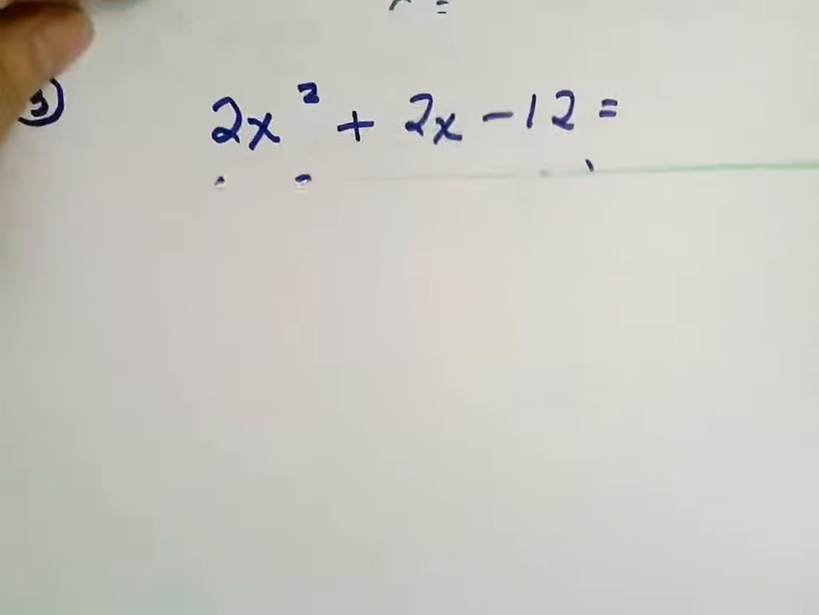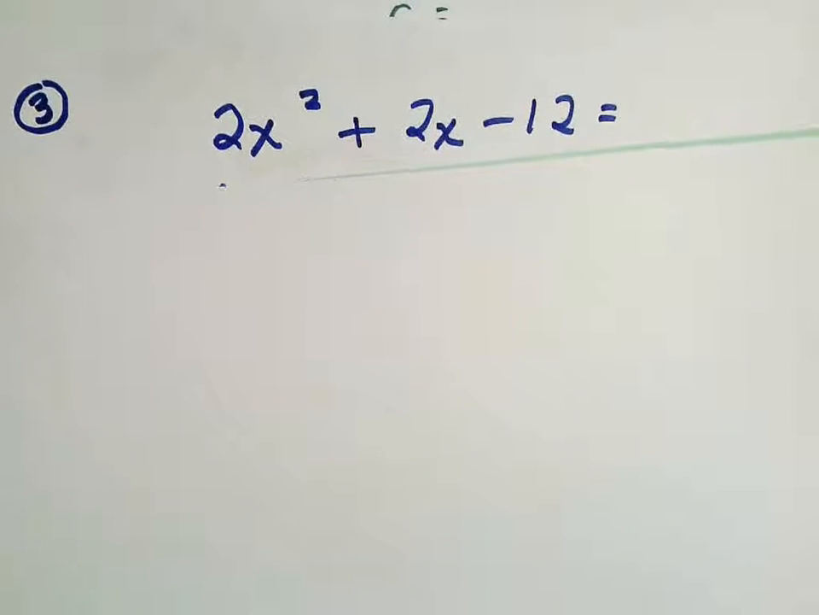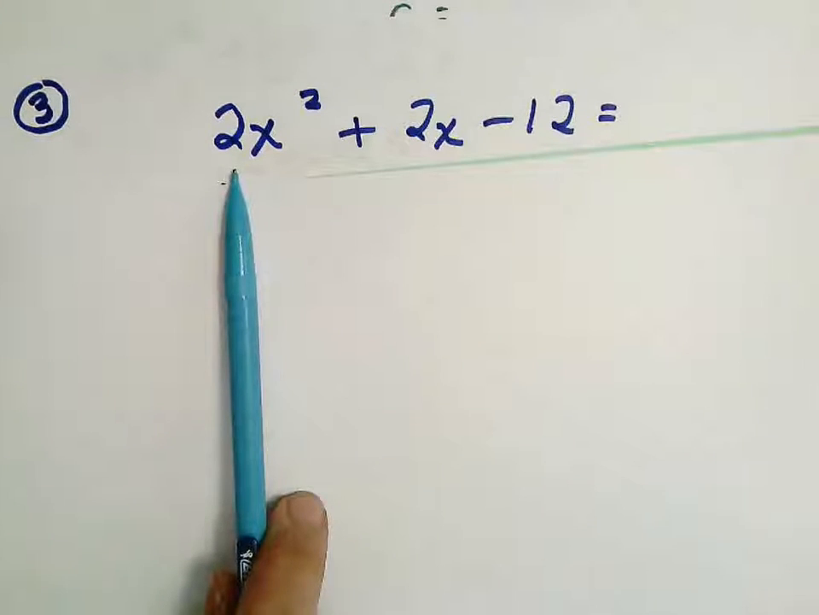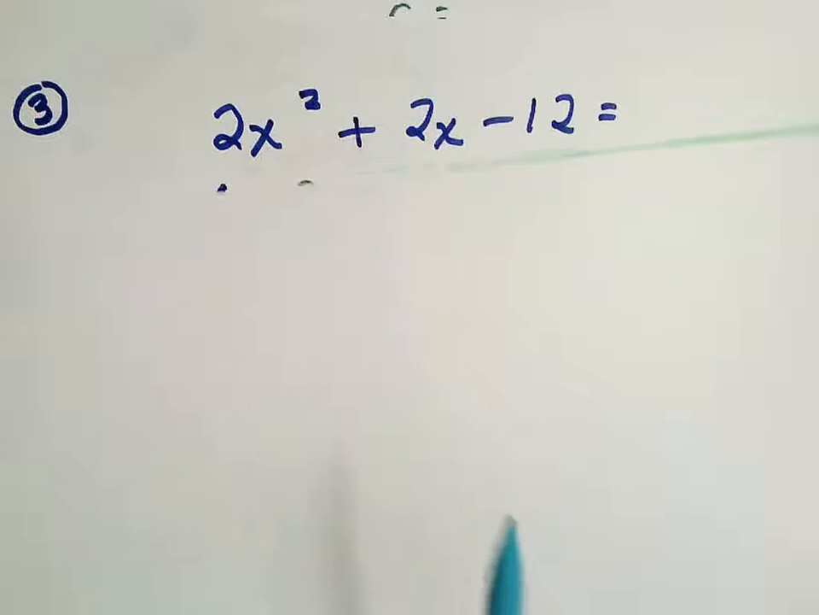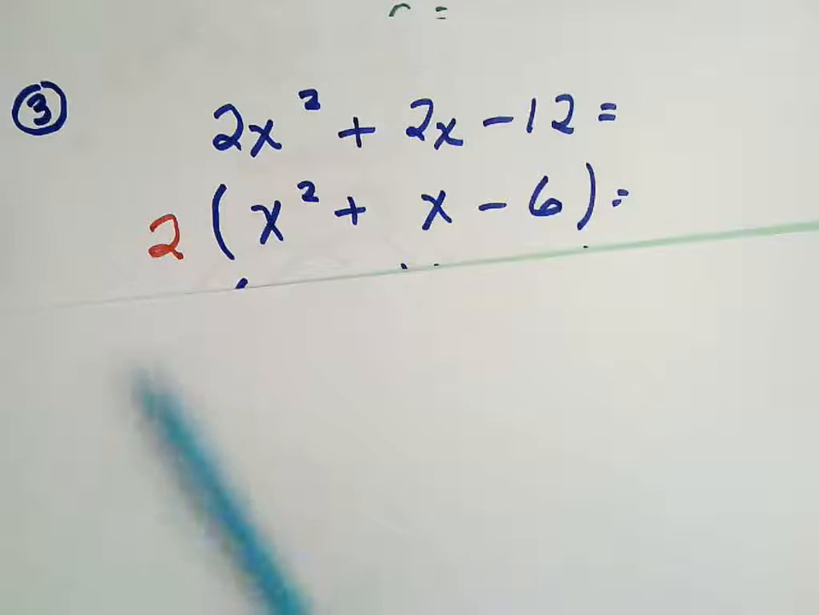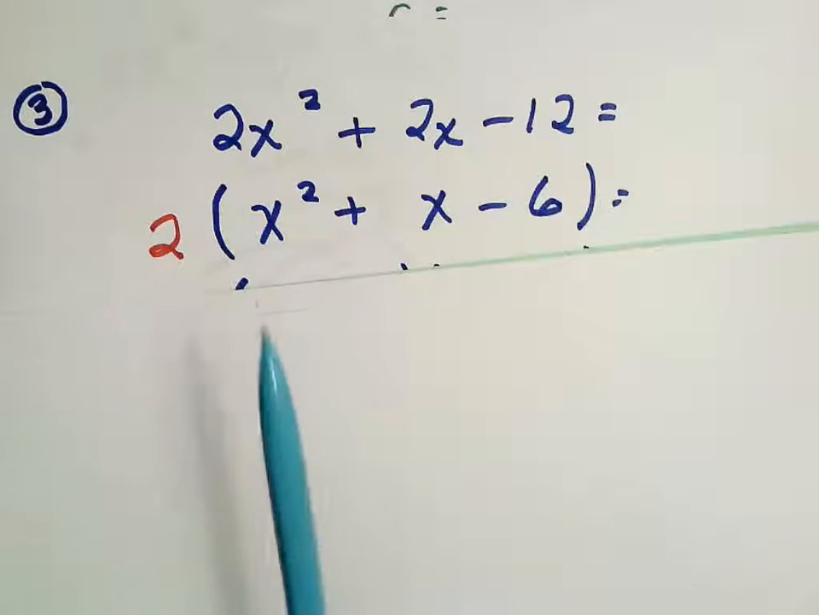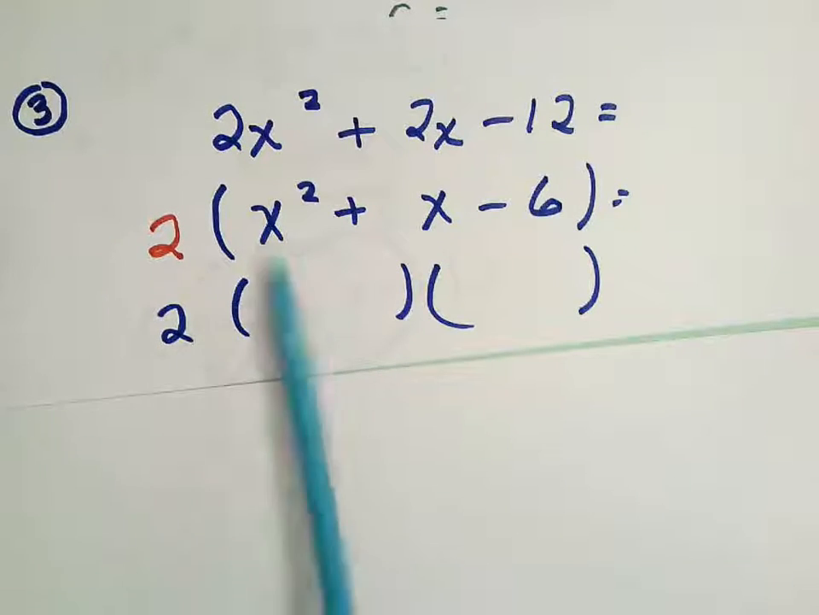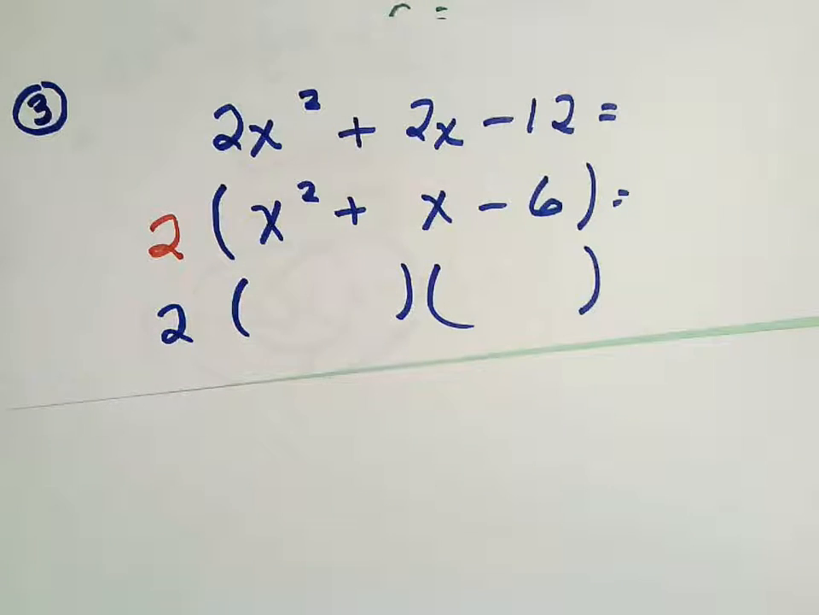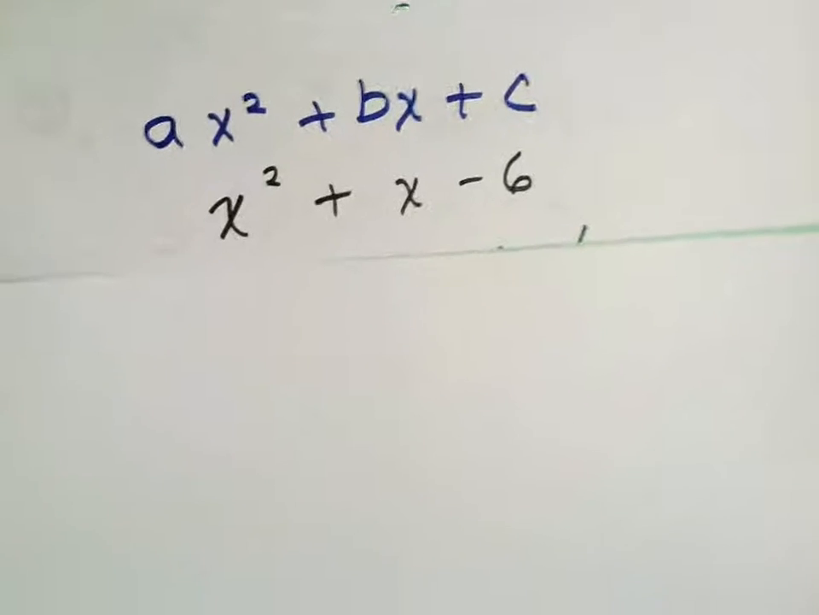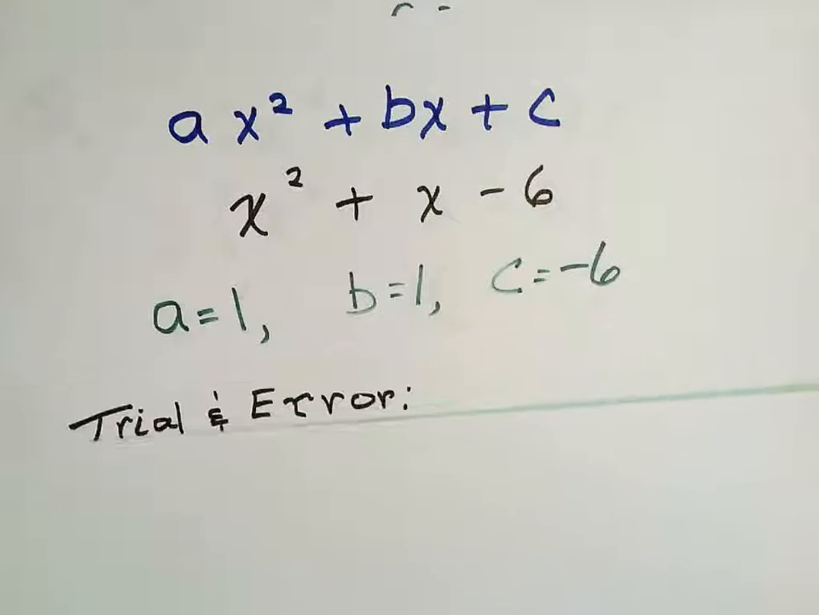Here I start off with 2x squared plus 2x minus 12. Well, this a is not a 1, but I will observe that all three terms have a 2 in common, so if I factor it out, I have this trinomial left inside the parentheses, and there is understood to be a 1 right there. So I bring down the 2, and I want to factor this trinomial that is inside. So here I'm looking at that trinomial that's inside. Identify the a, the b, the c.